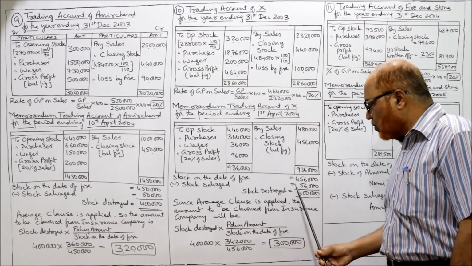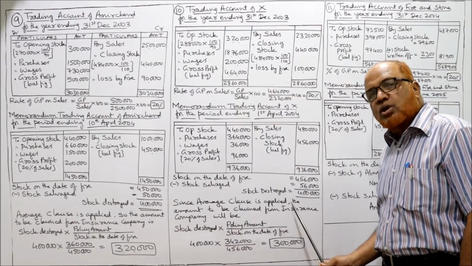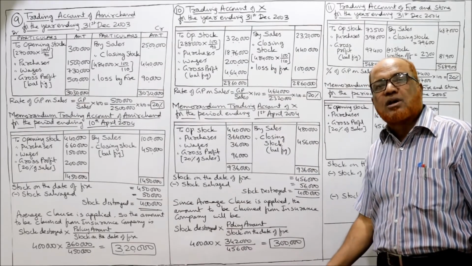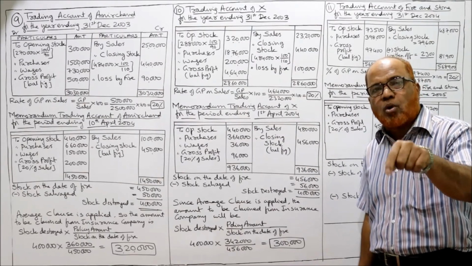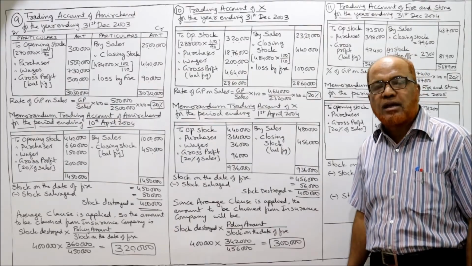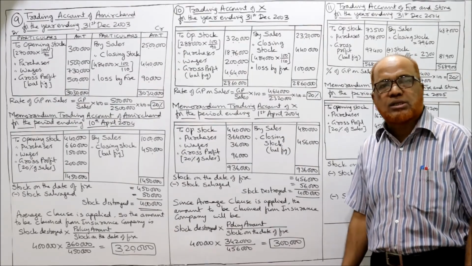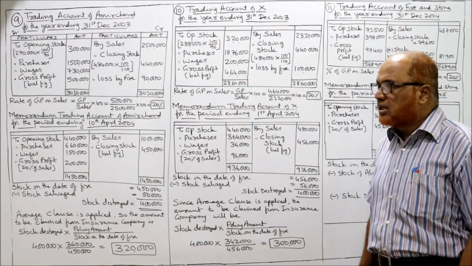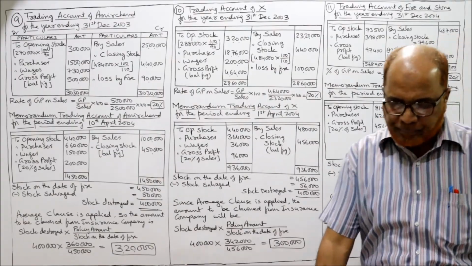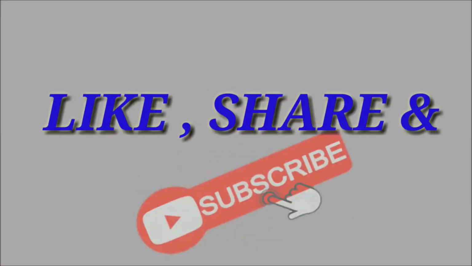Although goods worth 4 lakh rupees were destroyed, the insurance company will pay only 3 lakh rupees. 1 lakh rupees is the loss to be borne by the business itself. Why? It has taken under insurance. That's it. This is all about problem number 10.